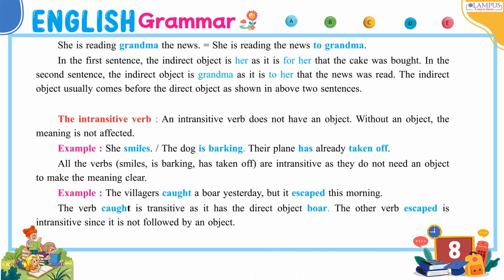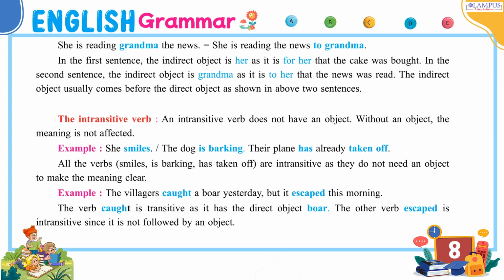The intransitive verb. An intransitive verb does not have an object. Without an object, the meaning is not affected. Example, she smiles. The dog is barking. Their plane has already taken off. All the verbs, smiles, is barking, has taken off, are intransitive as they do not need an object to make the meaning clear.